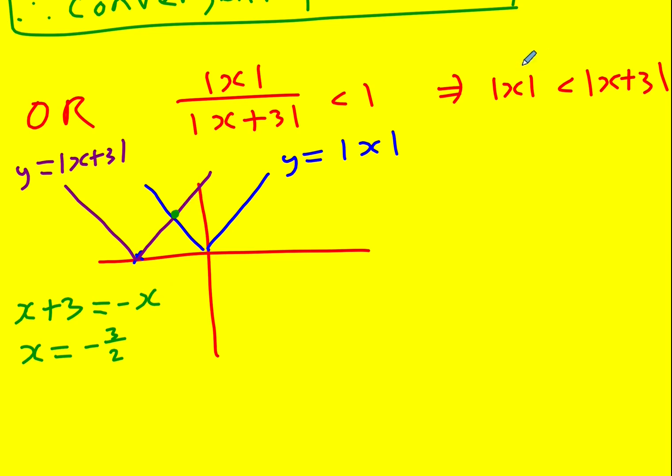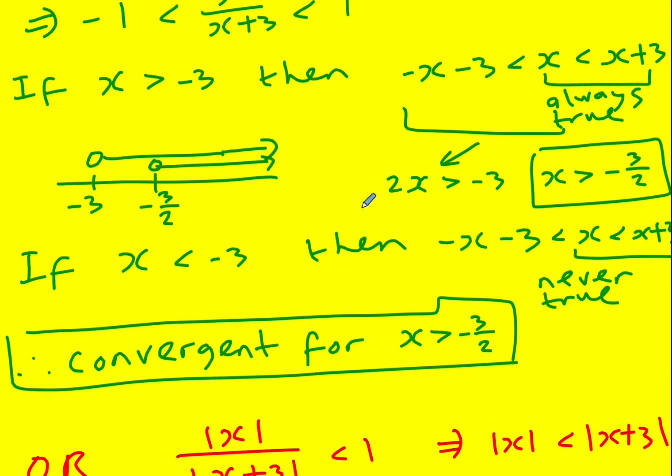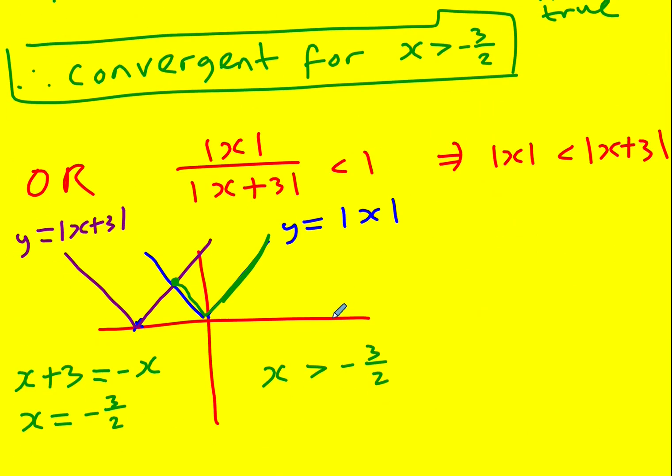Now, if I'm interested in where the modulus of x is less than the modulus of x + 3, then it's going to be this region here, isn't it? And hence I will get that x has to be greater than -3/2. So just an alternative to solving this problem. Quite like this first way, if I'm honest, but the graph is good as well.